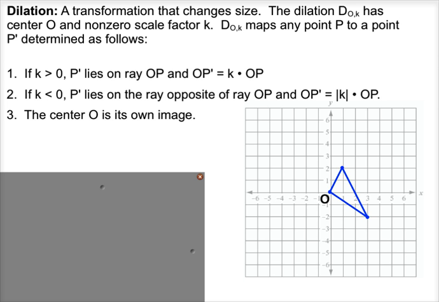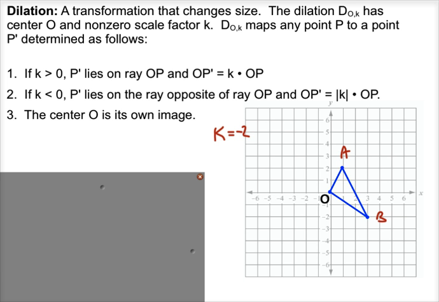What if K is less than 0? Then P prime lies on the ray opposite of ray OP, and OP' equals the absolute value of K times OP. Here's all this one means. Imagine I pick K is -2. My shape is going to get twice as big like before, but it's going to get twice as big in the opposite direction. So if I put A and B back in here.